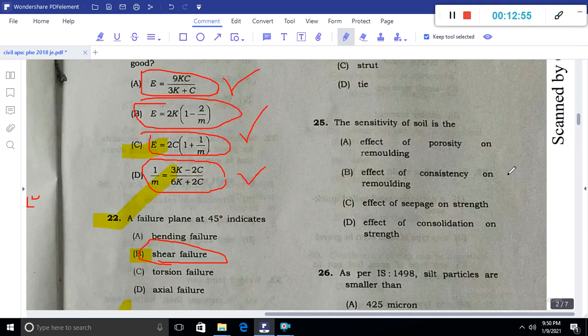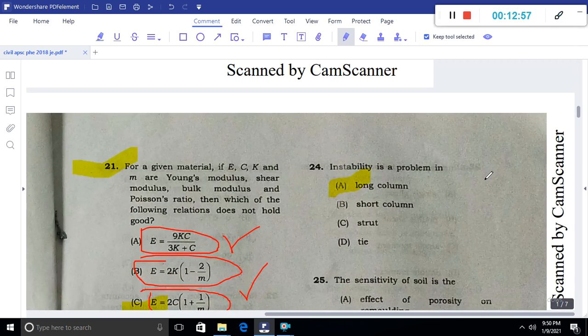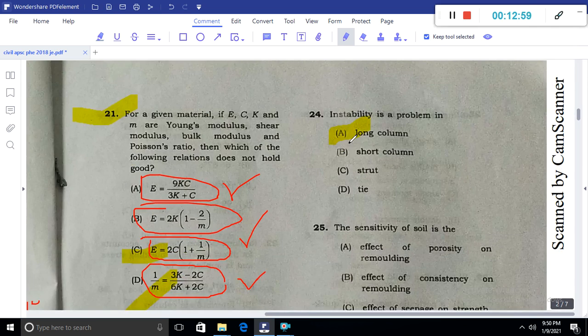Then they asked about instability problem. The instability problem is for a long column, because of instability buckling occurs. Buckling is a phenomenon which is seen in long columns.